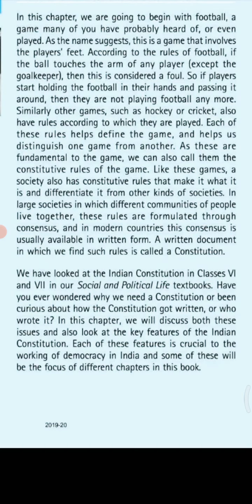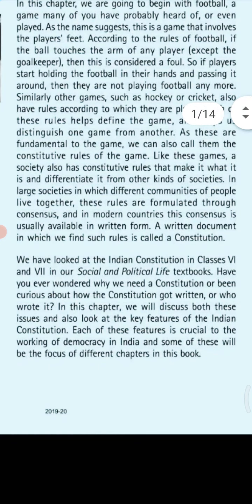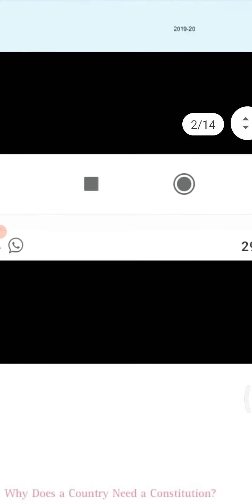We have looked at the Indian Constitution in class 6 and 7 in our social and political life textbook, means civics book. Have you ever wondered why we need a constitution, or been curious about how the constitution got written or who wrote it? In this chapter, we will discuss both these issues and also look at the key features of the Indian Constitution. Each of these features is crucial to the working of democracy in India, and some of these will be the focus of different chapters in this book. So let us start the chapter.